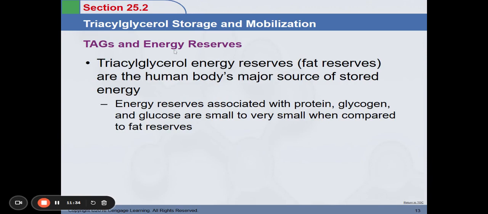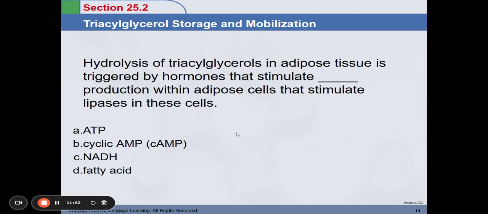Okay, so TAGs and energy reserves. Triacylglycerol energy reserves, or fat reserves, are the human body's major source of stored energy. Energy reserves associated with protein, glycogen, and glucose are small to very small when compared to fat reserves.